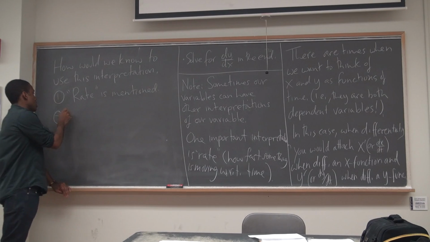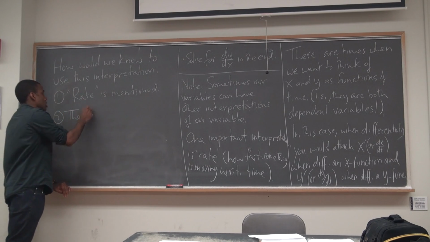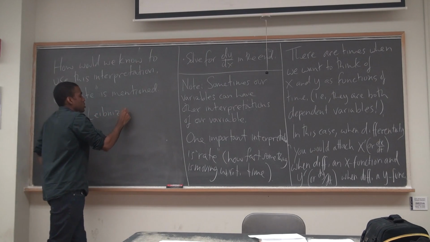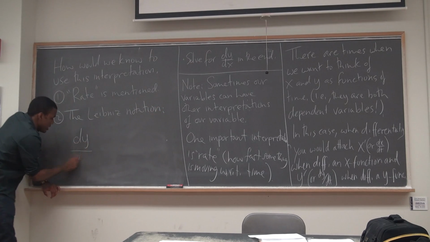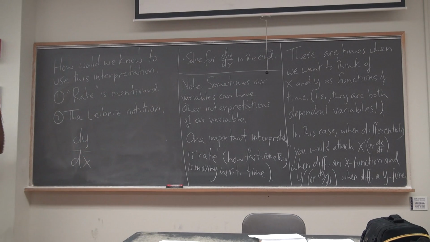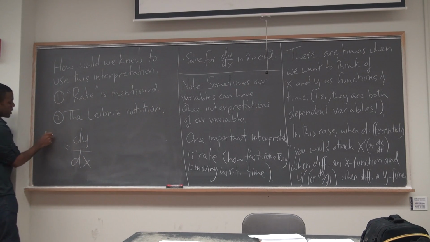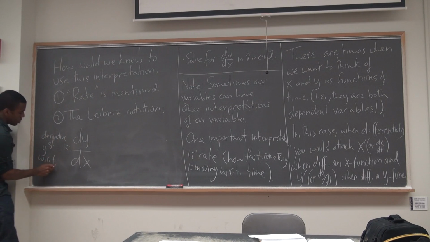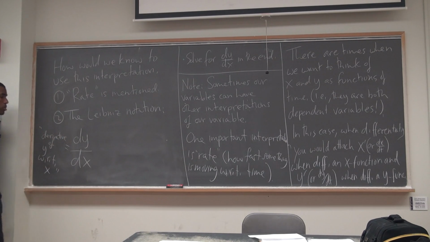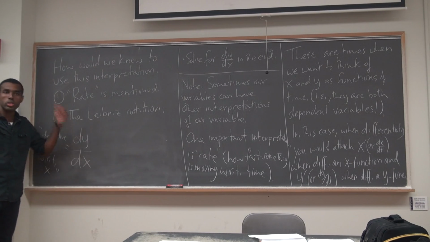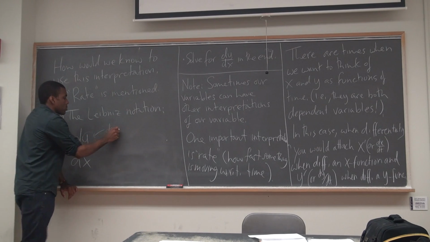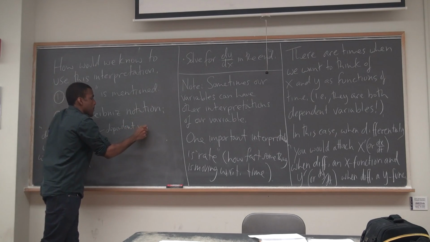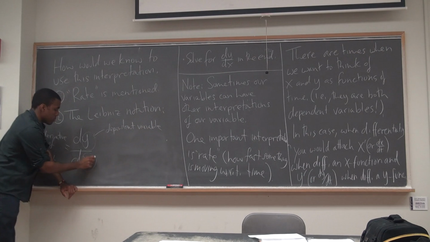Another way is the Leibniz notation. So, for example, when you write dy dx, this means, of course, the derivative of y with respect to x. You can read it as that. But another thing it does is signify who is the dependent versus independent variable. The guy that's on top, that's your dependent variable, and the guy that's on the bottom, that's your independent variable.